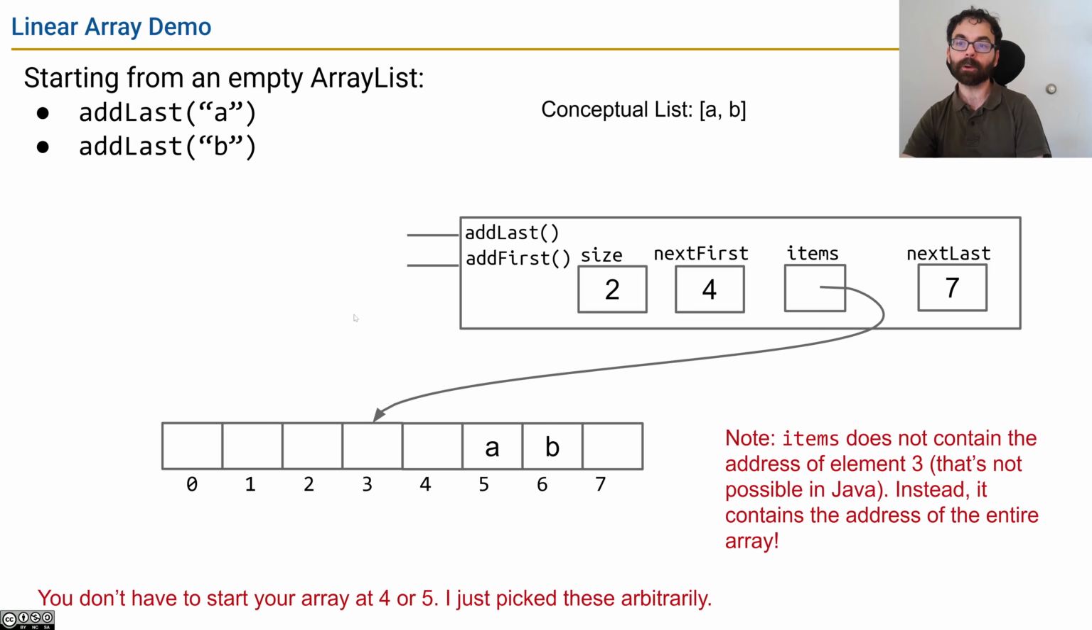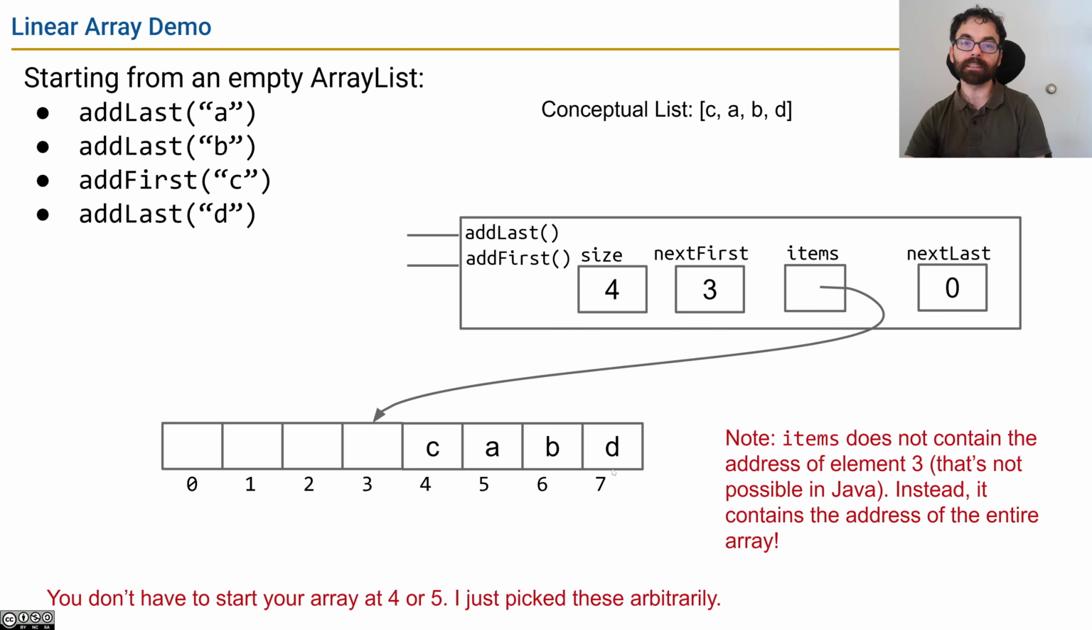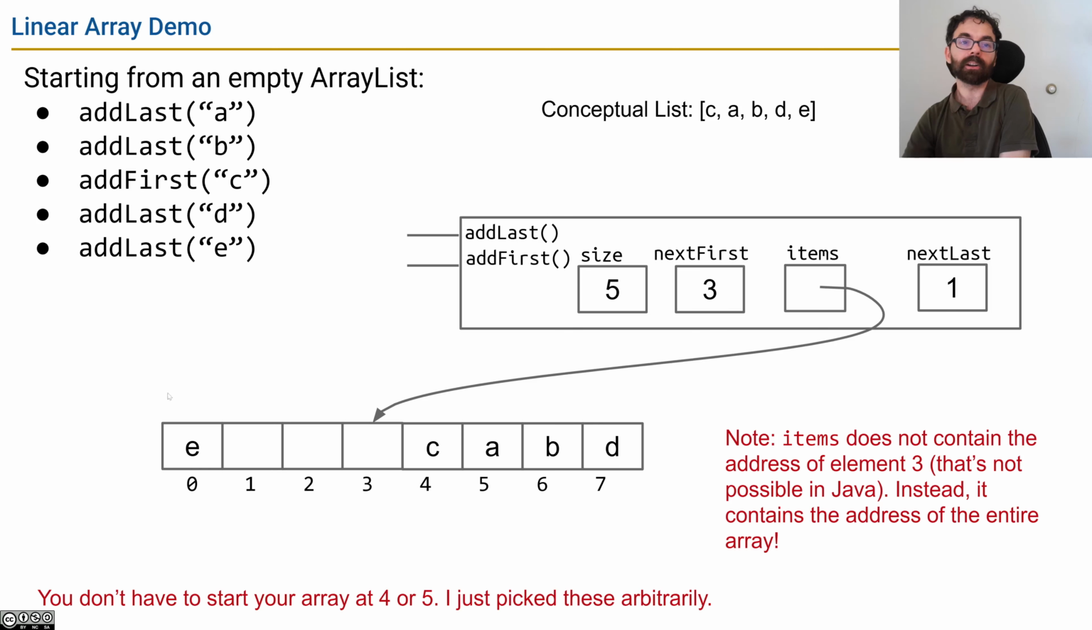If I call add first, we're going to put something into position 4, so I do add first C. If I do add last and put something in the 7th position, let's say the letter D, then next last wraps around here. That's how we end up having this wraparound effect, and your code will do this at some point as someone is calling these operations. If I now call add last E, the E is in the front.